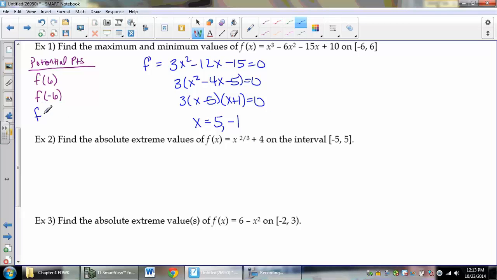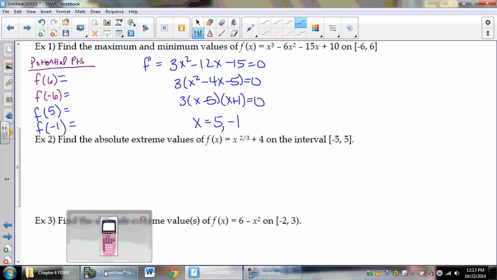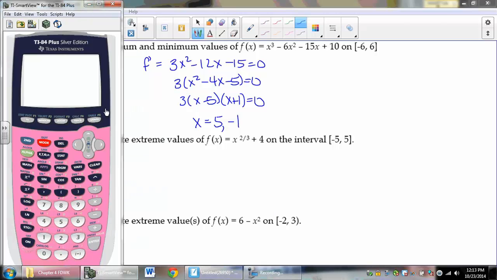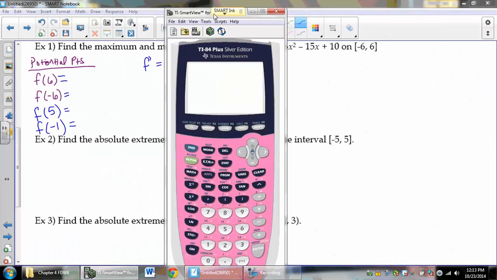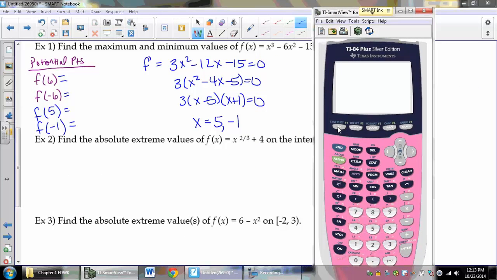Those become other potential locations of absolute extrema. So now I just need f of 6, f of negative 6, f of 5, and f of negative 1. To save time, I'm going to use the calculator on this, but often on the AP exam you wouldn't have it, because this question with a calculator would really just turn into a graphing question.